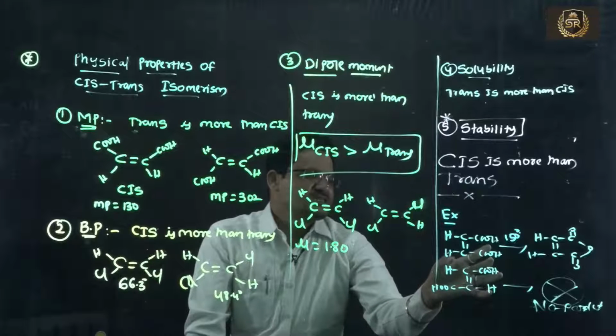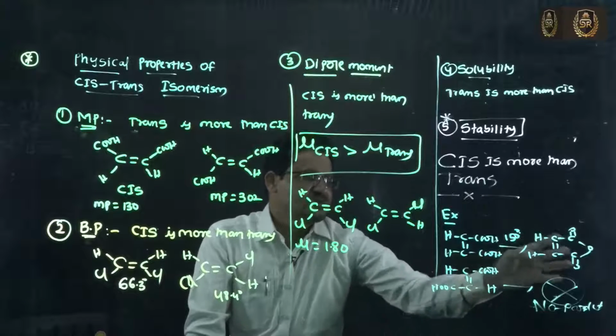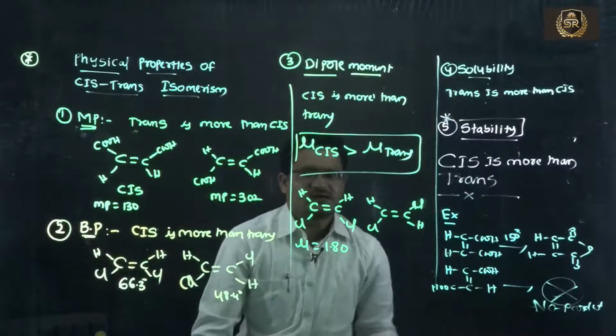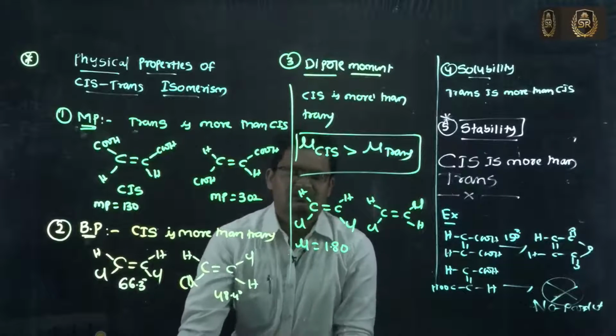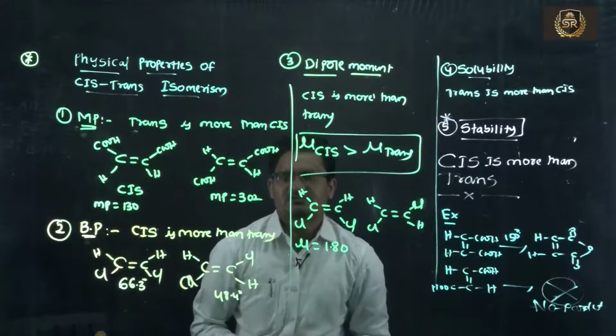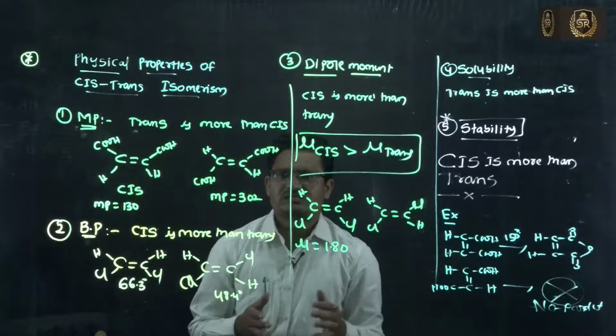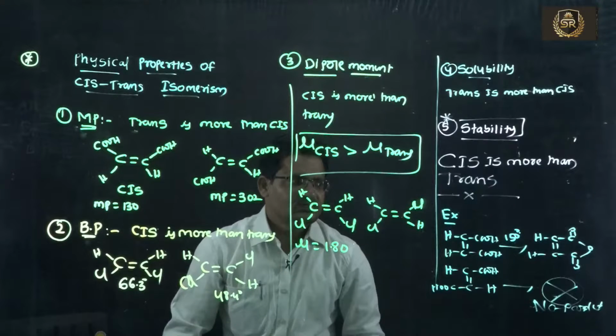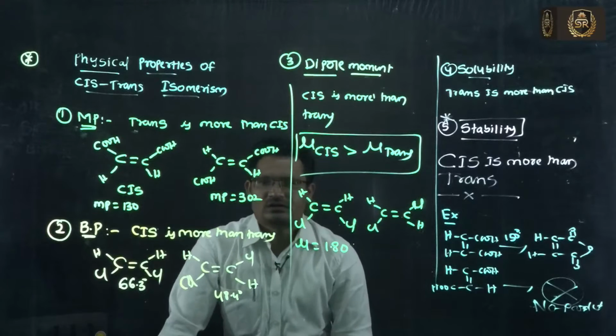The cis compound forms acetic anhydride, trans cannot form, it gives no product. This is geometrical isomerism. And one more topic of geometrical isomerism is syn and anti, to be continued in the next class.